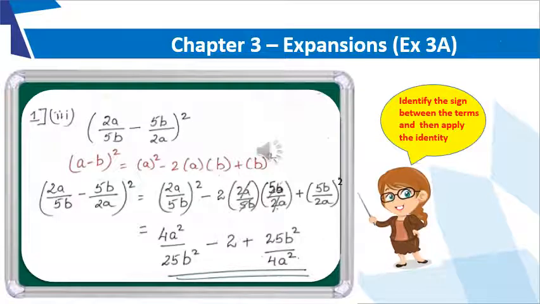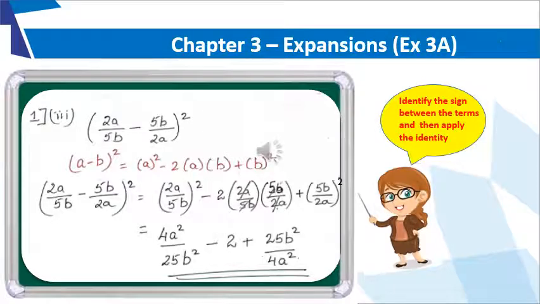Let's solve some sums from exercise 3a. (2a upon 5b minus 5b upon 2a) the whole square. Before using the identity, identify the sign between the terms and then apply the identity. Here we'll use the identity (a minus b) the whole square equal to a square minus 2ab plus b square. 2a upon 5b is the first term. 5b upon 2a is the second term.